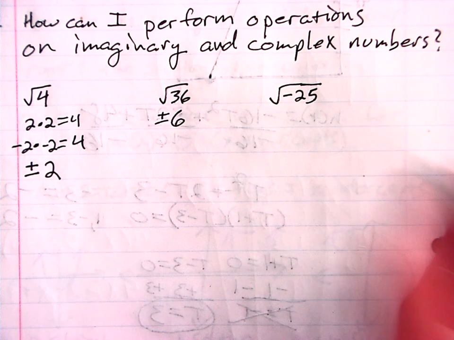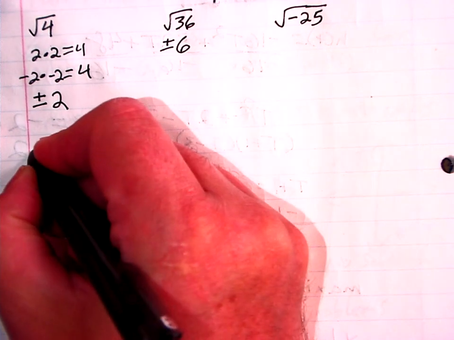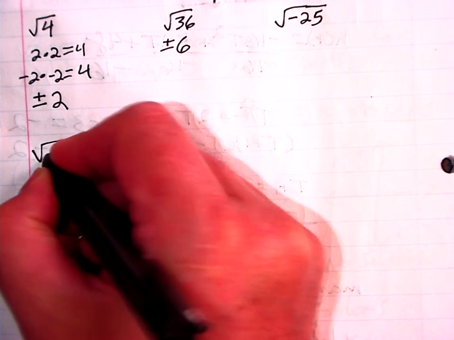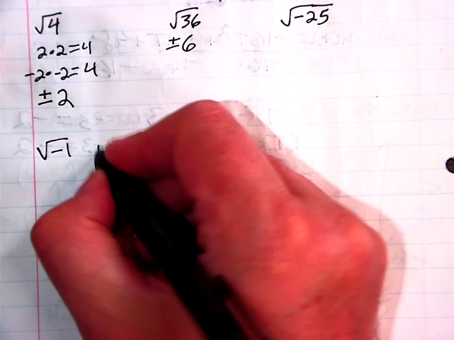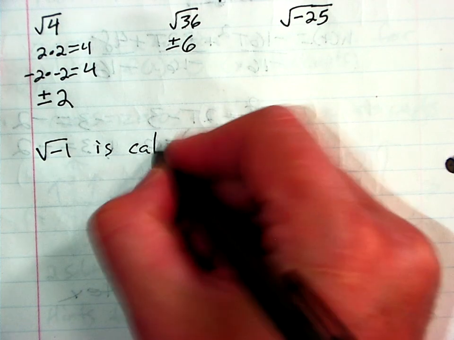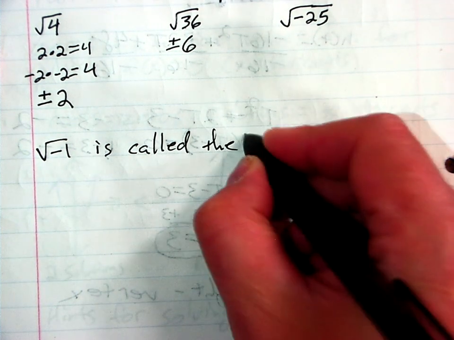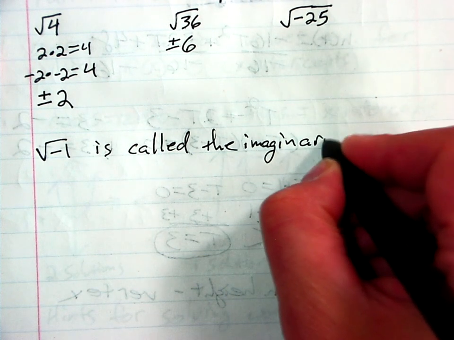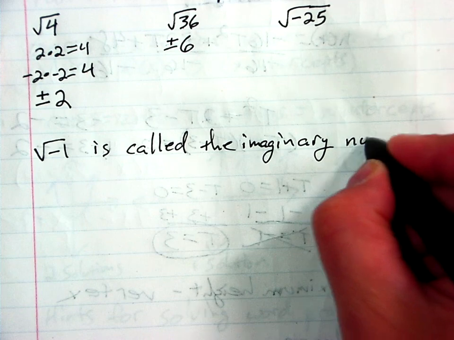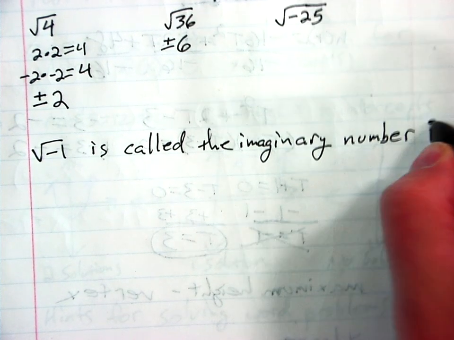So here we go. Time for some new, interesting, weird stuff. Square root of negative 1 is called the imaginary number i. It's just a lowercase i.